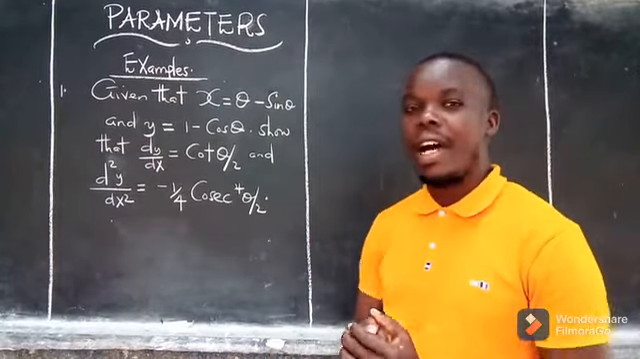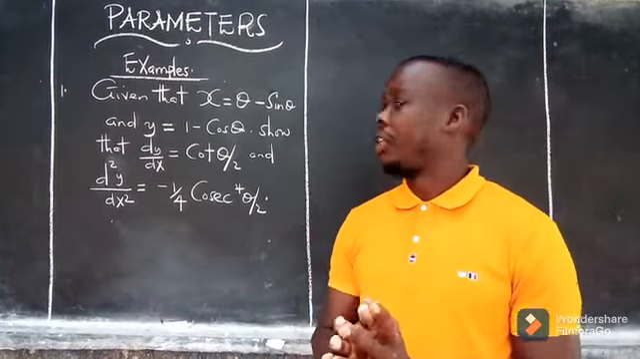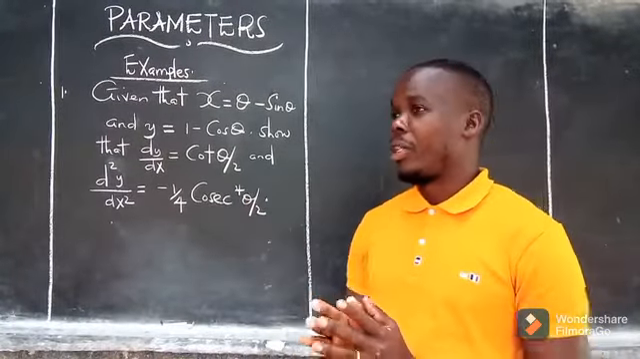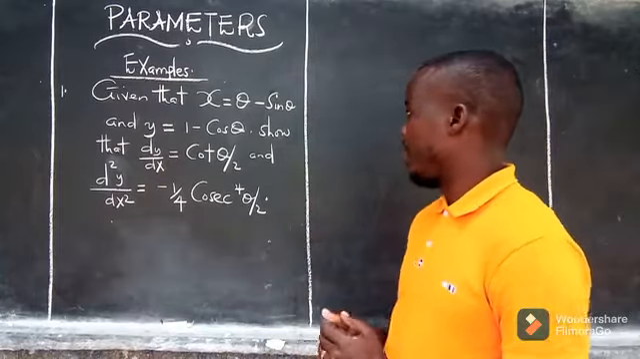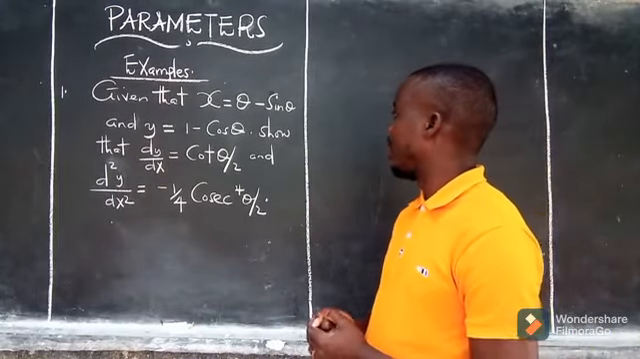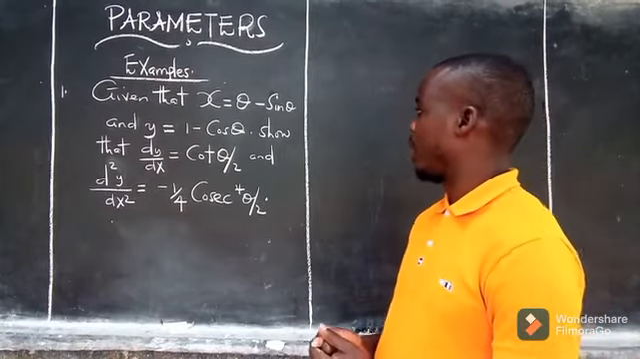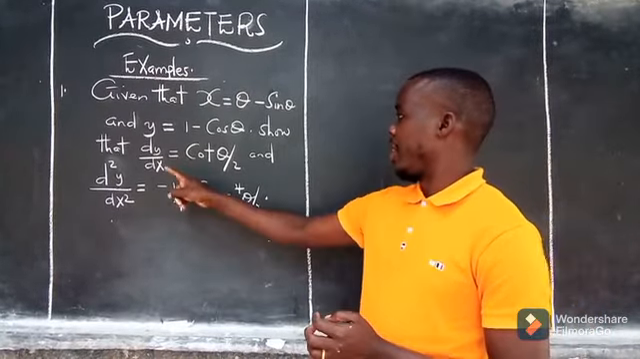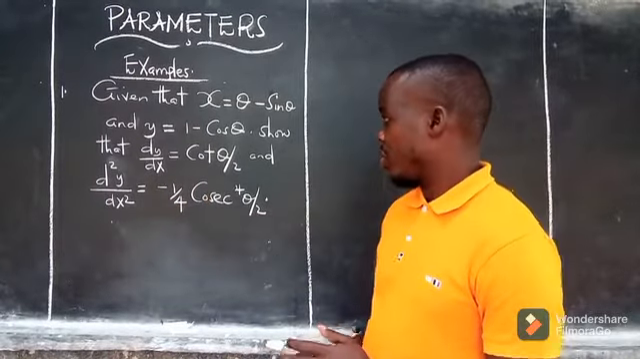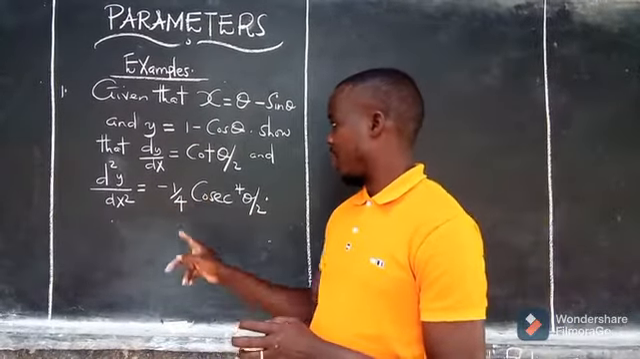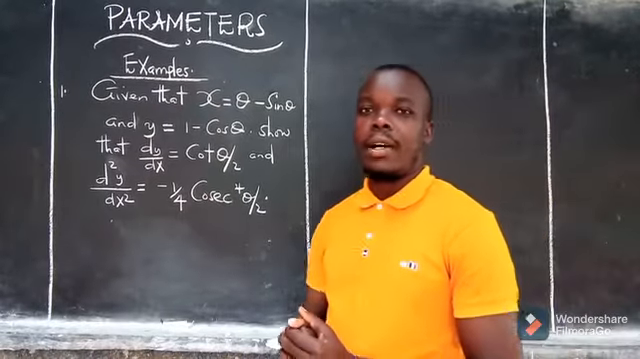Those are functions of x and y, for example, but in terms of another variable. Now, you already have ideas from the very first introduction of differentiation, but now we are going to handle trigonometrical functions. For example, we have been given x equals theta minus sine theta, and y equals 1 minus cos theta. They want us to show that dy/dx is cot of theta out of 2, and d²y/dx² is equal to negative a quarter cosec to the power 4 of theta out of 2.